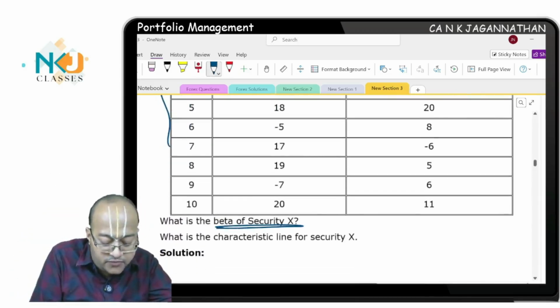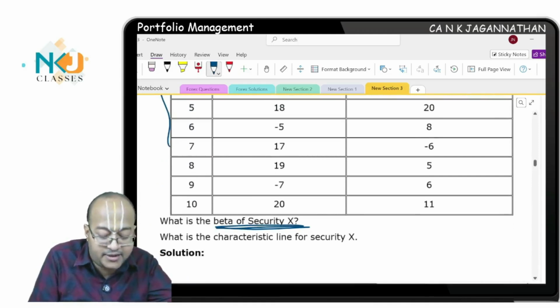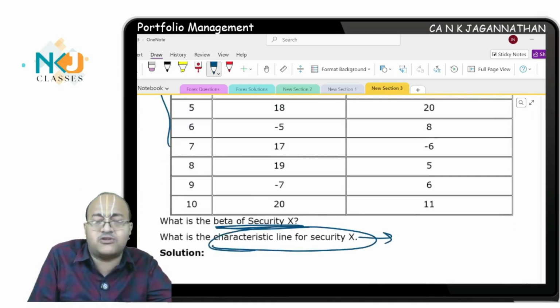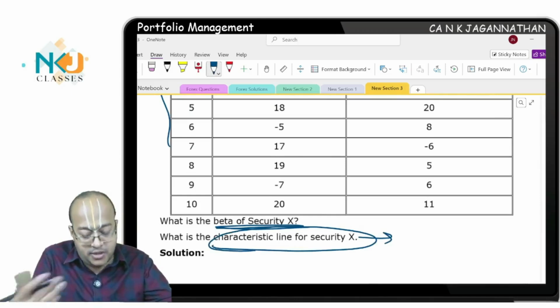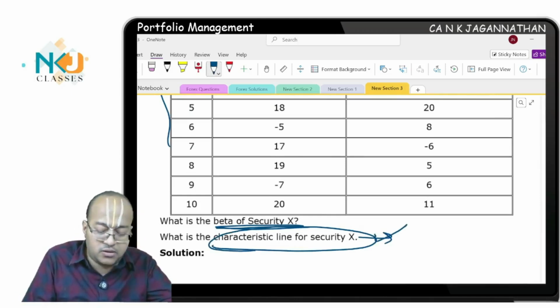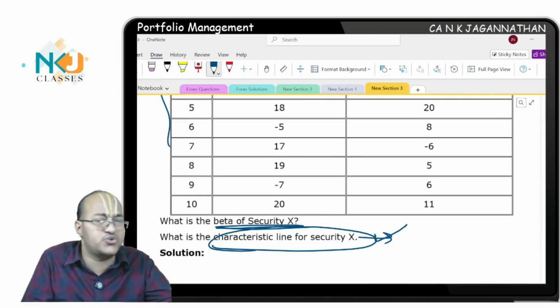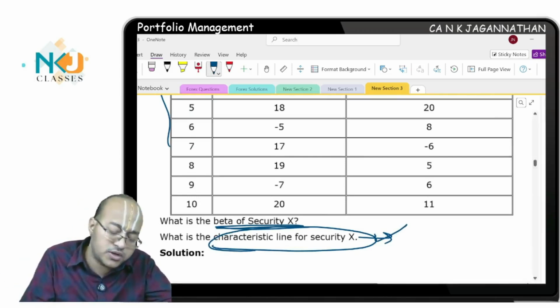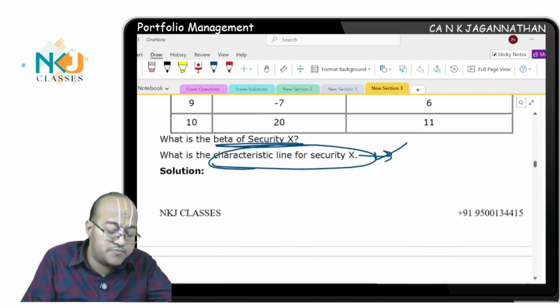Okay, what is the beta of the security? They are asking for beta and the characteristic line for the security. This characteristic line I will explain in the Sharpe single index model in the upcoming video. Anyway, I can explain the solution, but you can only understand it after going through the Sharpe model. No issue. What is the beta of the security X?